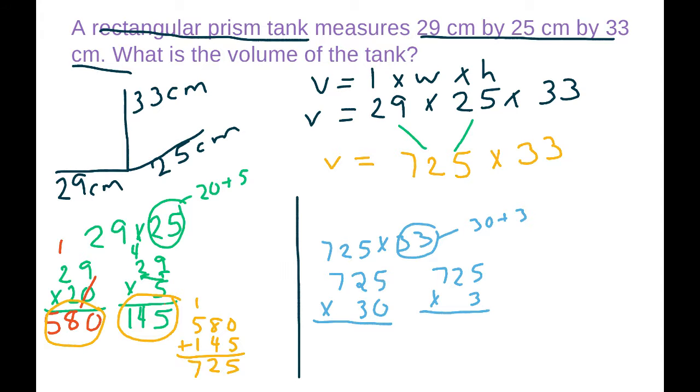All right. 0 times any number is going to give us 0, so we're going to bring down the 0. Now I'm going to multiply the 3 by all the numbers up top. 5 times 3 is 15. I regroup. 3 times 2 is 6, plus 1 is 7. And then 7 times 3 is 21. Now I'm going to do 725 times 3. 5 times 3 equals 15. Remember, I'm going to multiply the 3 by all the numbers up top. 3 times 2 is 6, plus 1 is 7. And then 3 times 7 is 21.